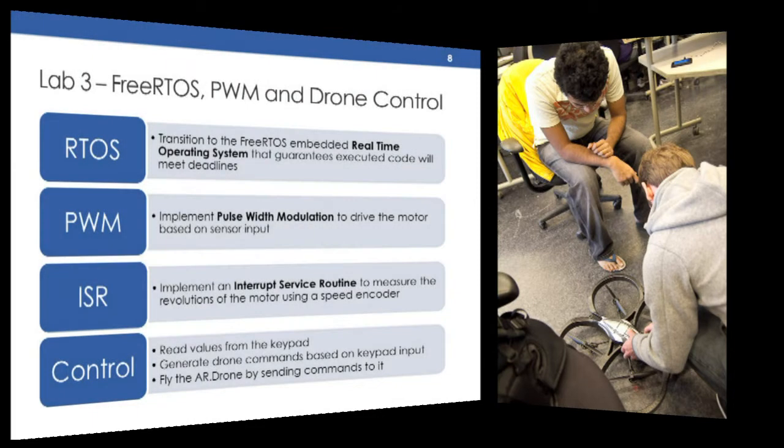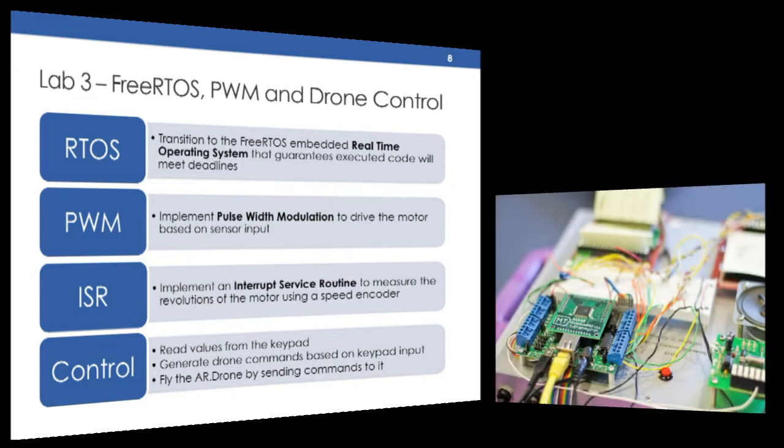So lab 3 was even more advanced than the other ones. For this one, we implemented FreeRTOS, which is a real-time operating system. What this system allows us to do is to guarantee that certain tasks will finish in a certain amount of time, which is in contrast to Microsoft Windows or Mac OS X, which do not have any time guarantees.